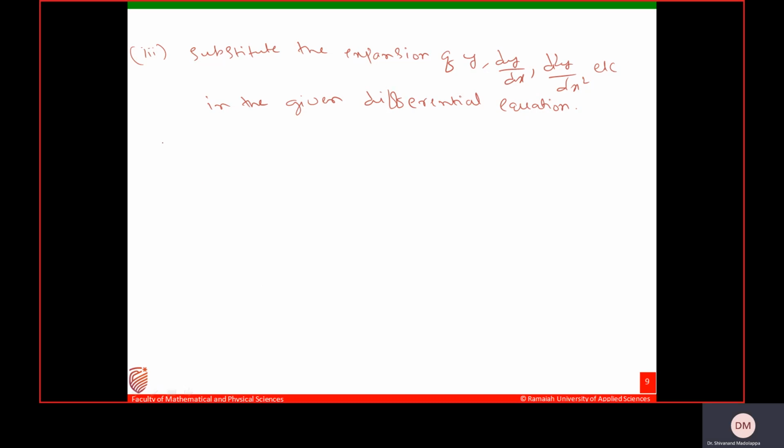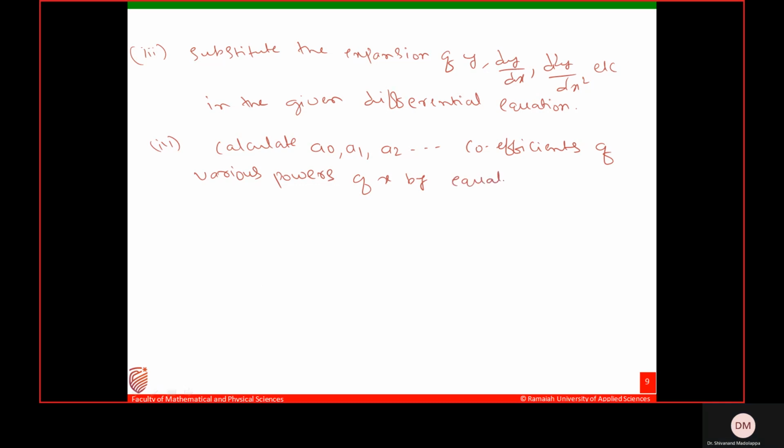And the fourth step is to calculate the coefficients a0, a1, a2, and so on, of various powers of x by equating the coefficients to 0.